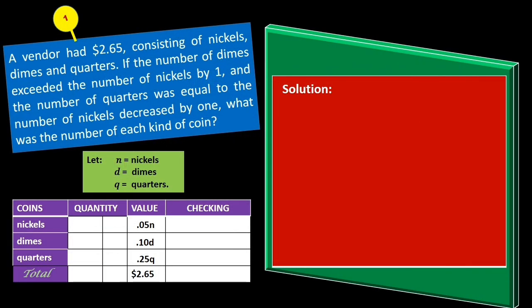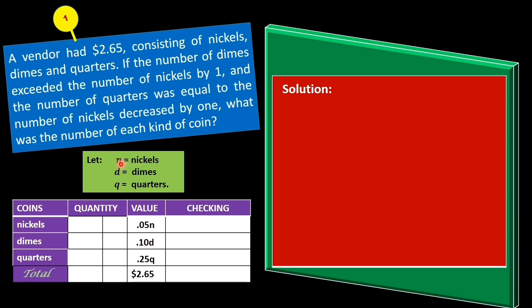Problem number 1. A vendor had $2.65 consisting of nickels, dimes, and quarters. If the number of dimes exceeded the number of nickels by 1 and the number of quarters was equal to the number of nickels decreased by 1, what was the number of each kind of coin?